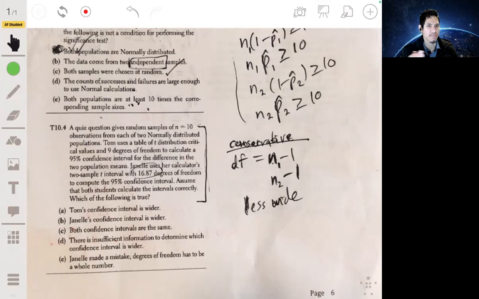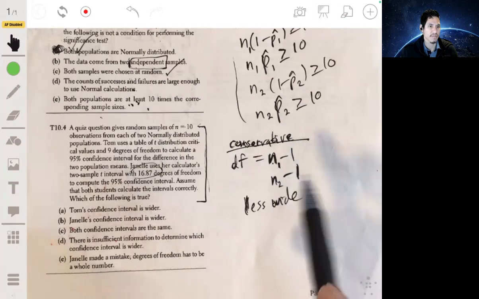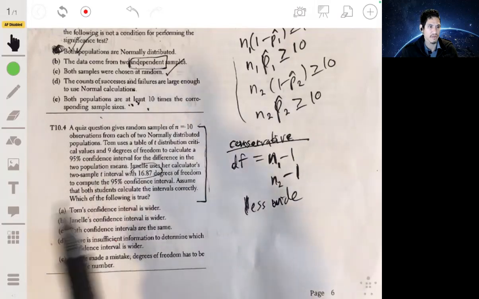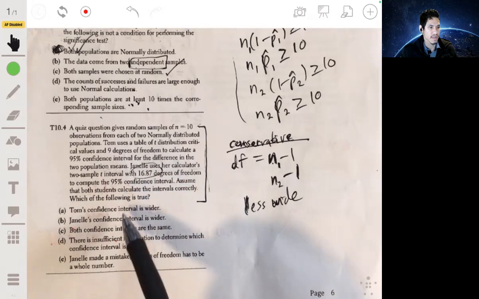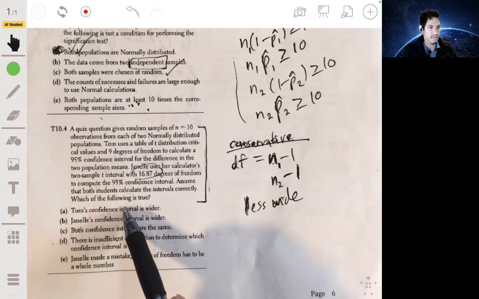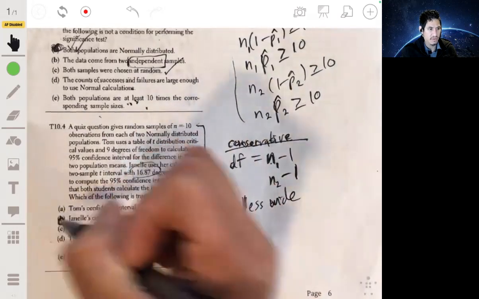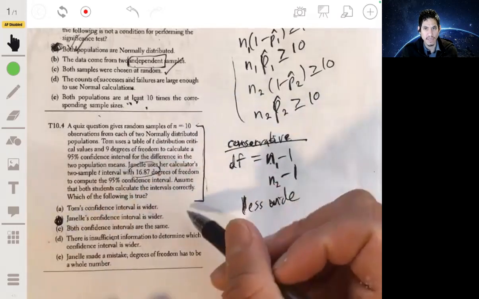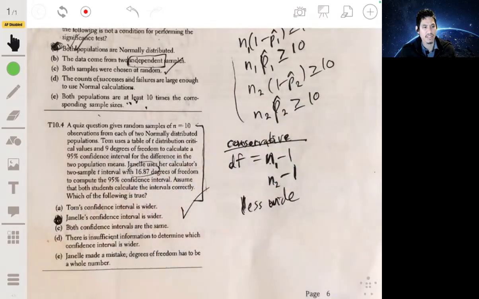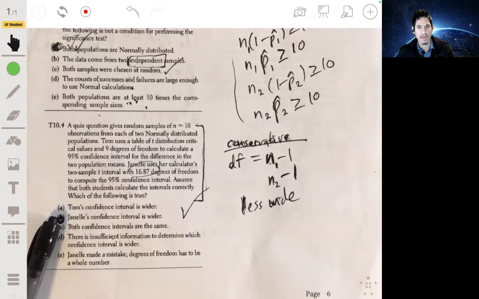because obviously you'll have more information about it. So the more conservative you are, or the smaller your degrees of freedom, the less wide it's going to be, given all other things equal. The bigger it is, the more wide it's going to be. So then going from that, Tom's is not going to be wider. Janelle's confidence interval is going to be wider. And the answer is just B. You don't need to know any other details, because it just says wider, and Janelle's is going to be wider. So the answer is B.